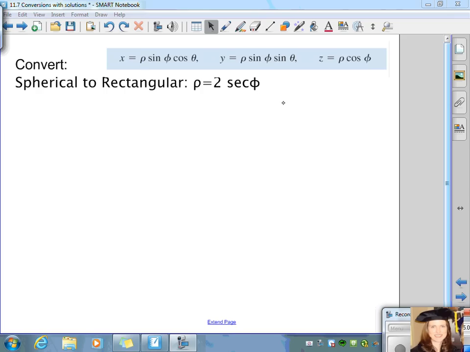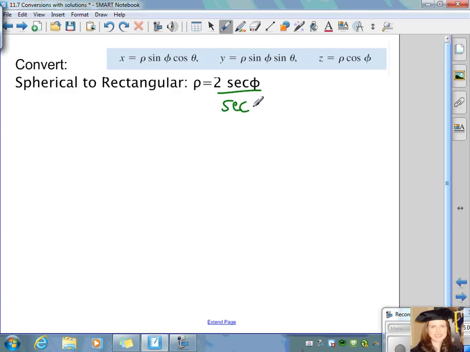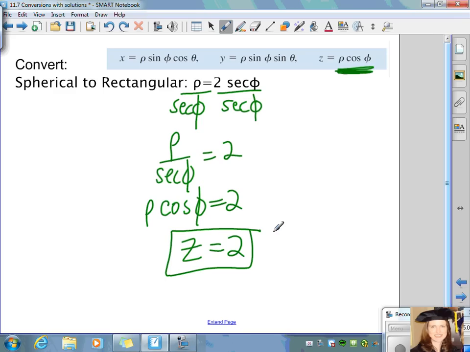And we have secant, and I know that's a reciprocal of cosine. So what we can do is divide both sides of this equation by secant phi. And when we have rho divided by secant phi equals 2, rho over secant is the same thing as rho times the cosine of phi equals 2. And notice that that is exactly the same thing as we have here. Rho cosine phi can be converted to z equals 2. And that would be the converted equation in rectangular, the plane z equals 2.